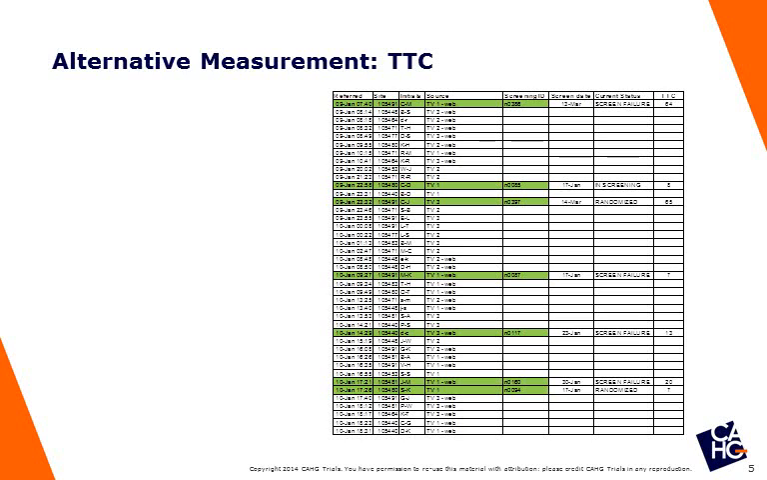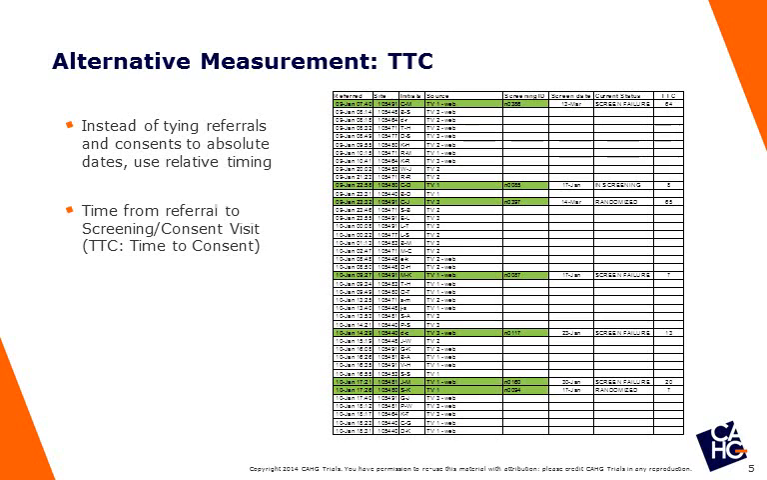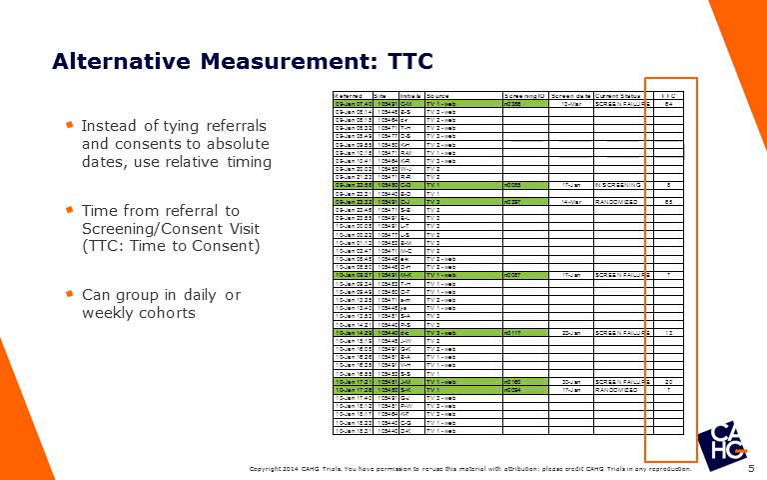So what's a good alternative? Well, what we would suggest is that instead of tying our referrals and consents to those absolute dates, let's use relative timing. Let's just look at the time from the referral date to the screening date. We're going to call that TTC, the time to consent. You see we've added a column here that is just the number of days from referral to screening. What that does is enables us to treat all referrals as essentially equal and model out the time it took to get every patient into the study.